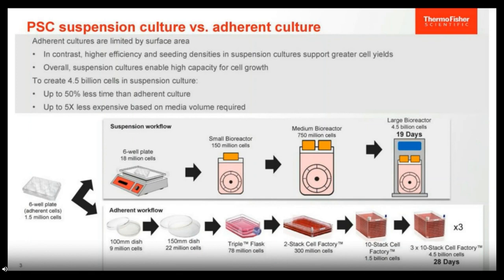So overall, the main appeal of suspension cultures is the ability to more rapidly scale up to large numbers of cells. This can be accomplished in a shorter period of time, as you can see in the figure at the bottom: 19 days to achieve 4.5 billion cells in suspension, compared to adherent cultures, which in this case show 28 days to achieve the same 4.5 billion cells. In addition, suspension culture is also less expensive than adherent culture due to suspension cultures utilizing less plastics and consuming less media in comparison to adherent cultures.